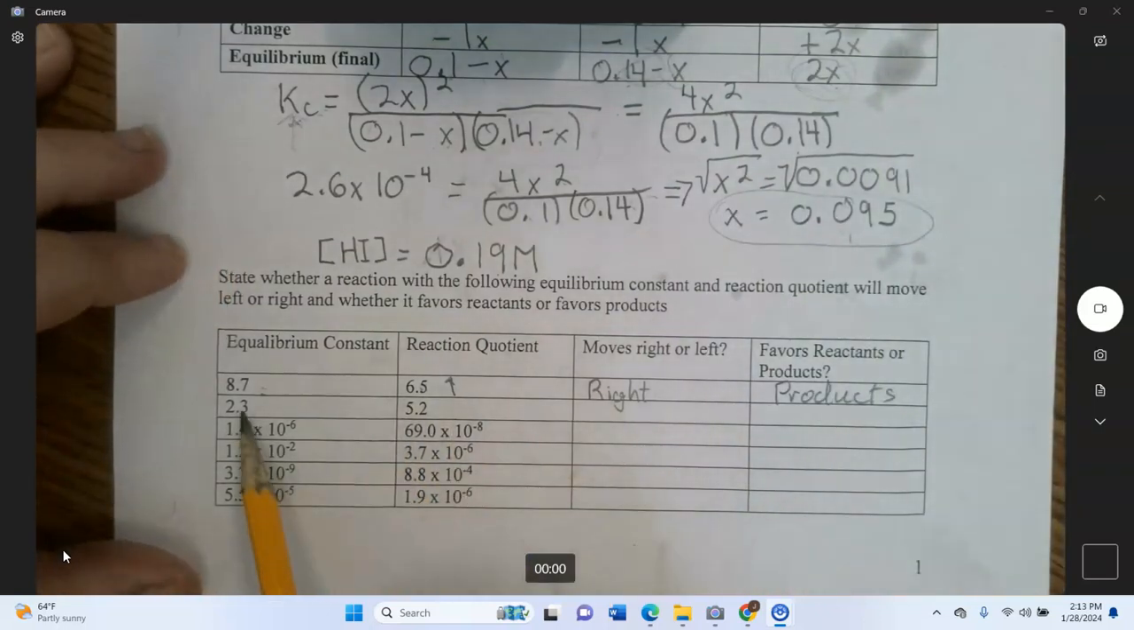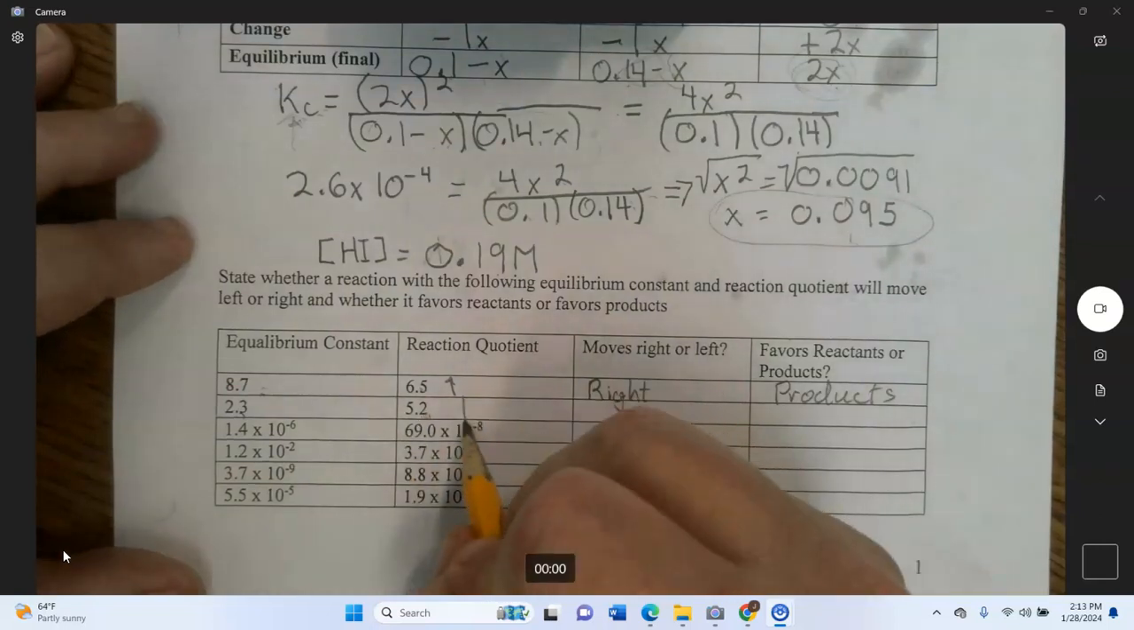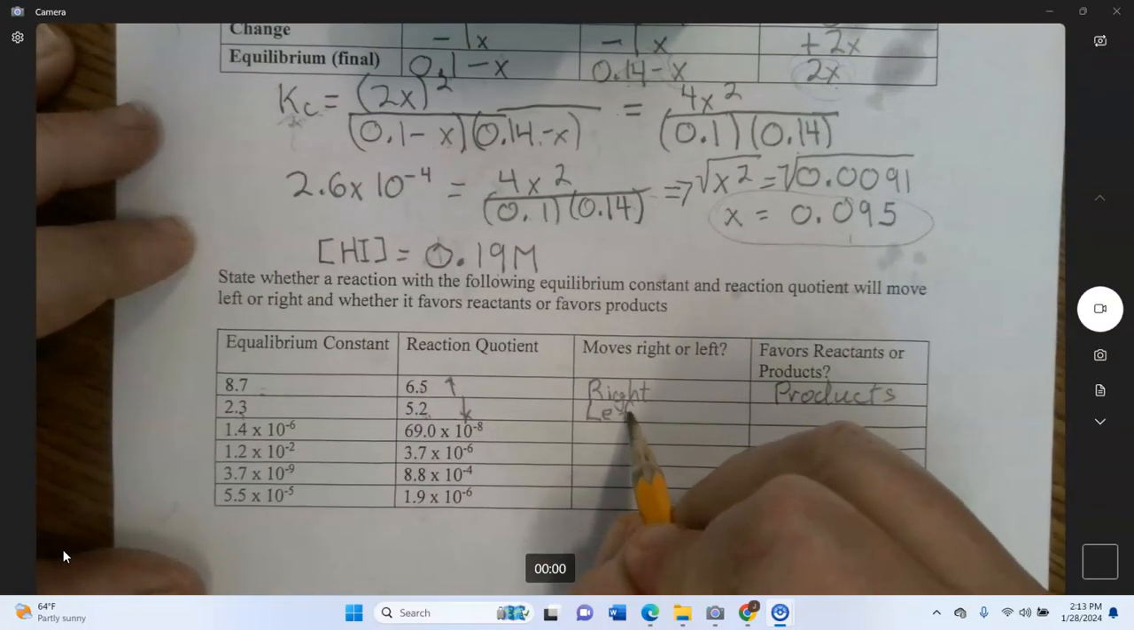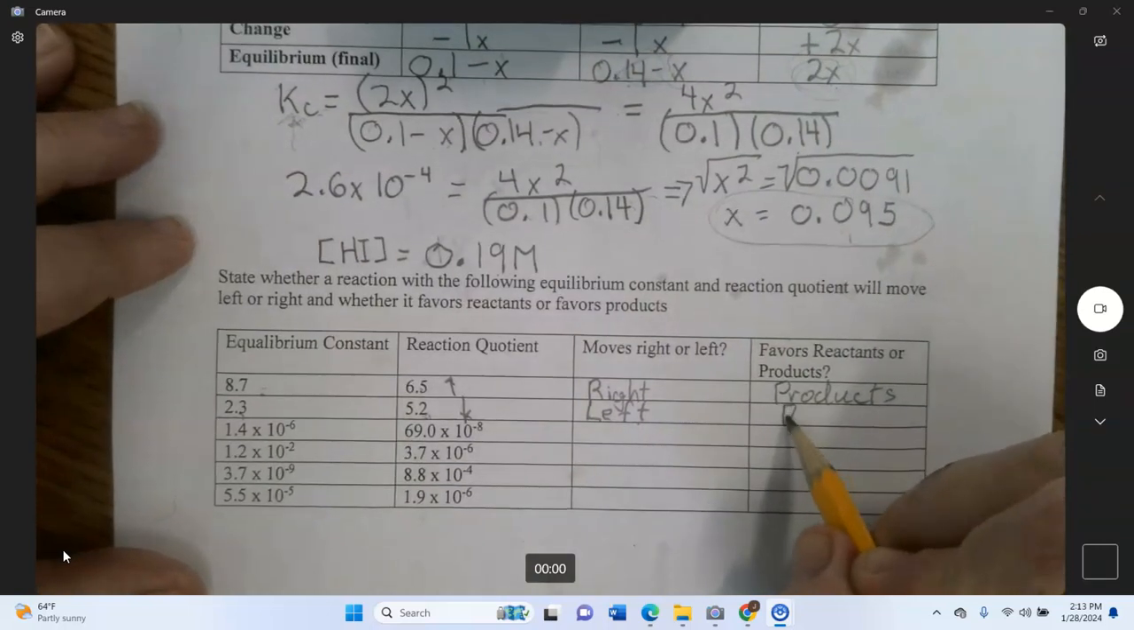Okay. Here you have an equilibrium constant of 2.3. If you have a reaction quotient of 5.2, it's too big. It means you have too much product in the container, so it's going to move down. So it's going to move to the left. The reaction is going to go back and make more reactants and fewer products, and that's going to favor reactants.